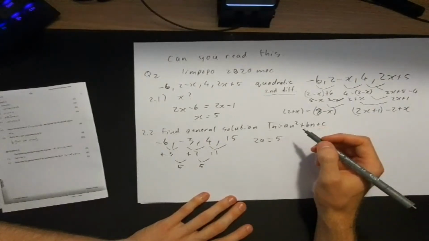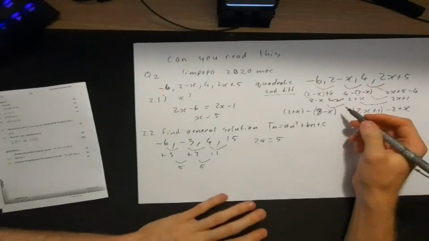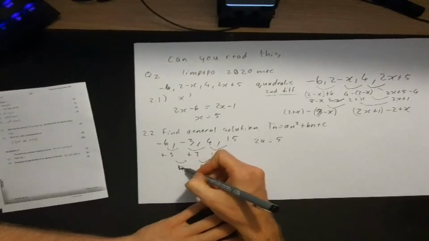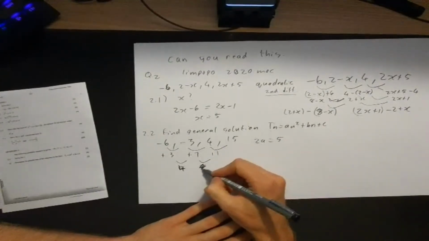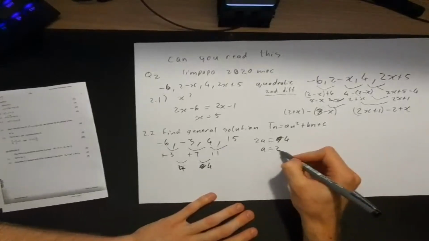Sorry, what am I saying? 2a equals 5, but that doesn't mean our common difference is 5. That's 4. Sorry, I'm mixing up my words tonight. Okay, so that's 4. There's 4. So therefore a equals 2.